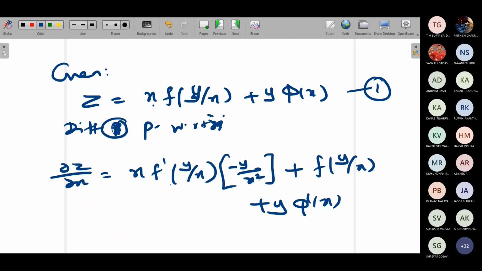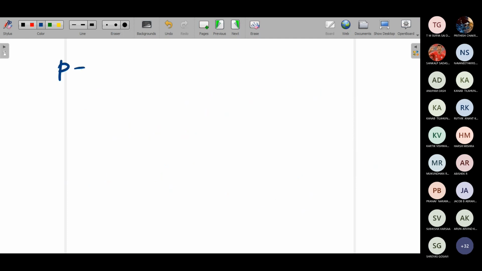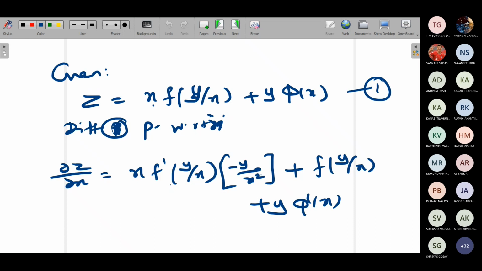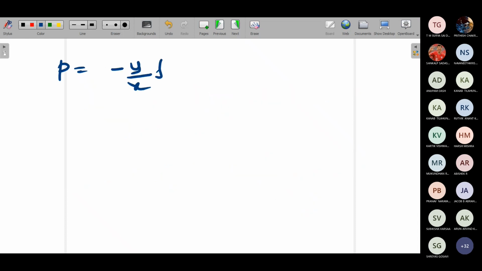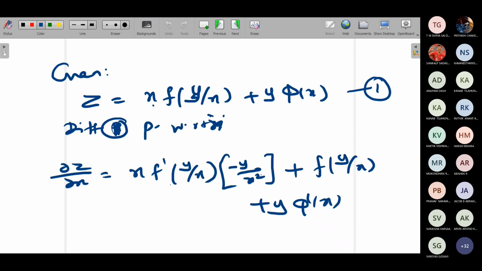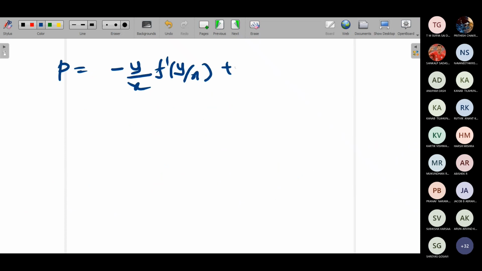Now you can simplify this. See, x and x square will be getting cancelled. You will get minus y by x. So you can write p is equal to minus y by x into f dash of y by x, plus f of y by x, plus phi of x. Okay. Similarly, take this as equation number 2.